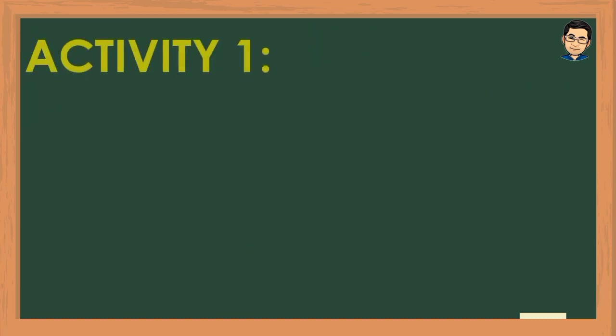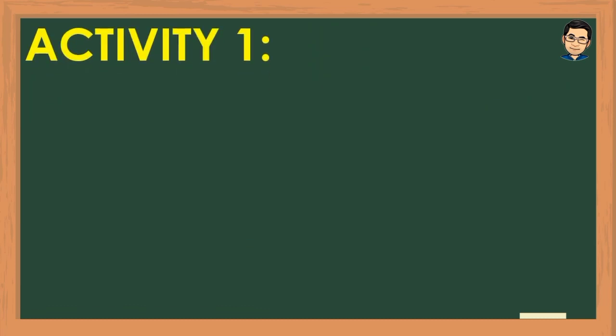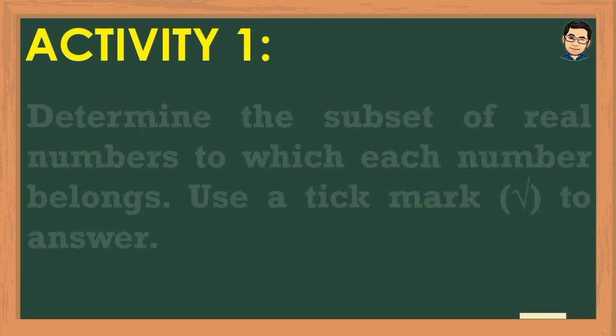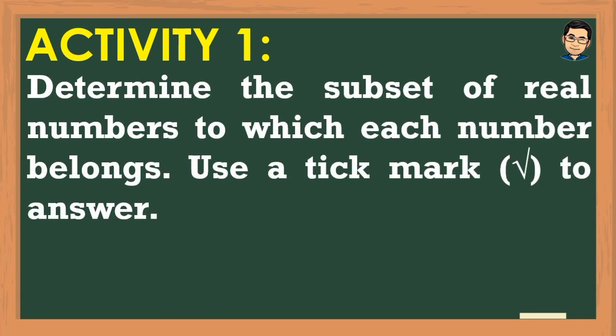After we discussed the subsets of real numbers, let's have activity number 1. Determine the subset of real numbers to which each number belongs. Use a tick mark to answer. Based on the subsets of real numbers I discussed earlier, there are given numbers, different sets of numbers, and we will classify them according to where they belong.